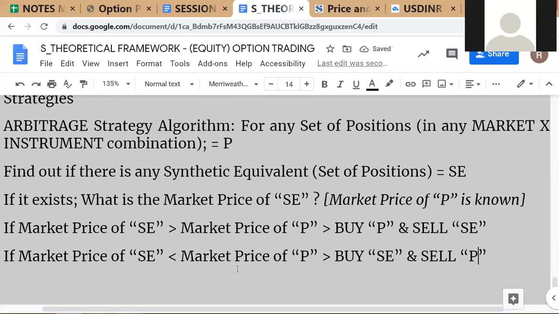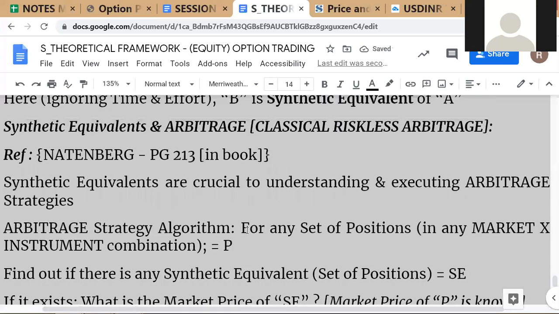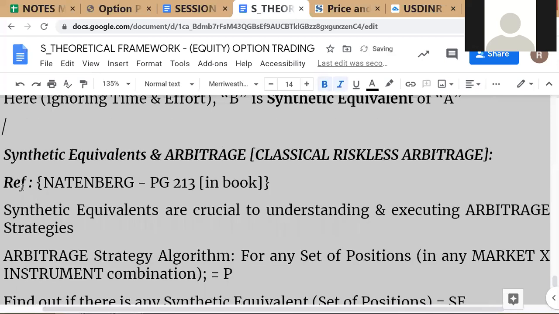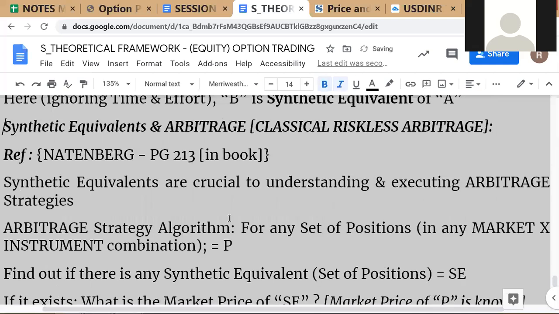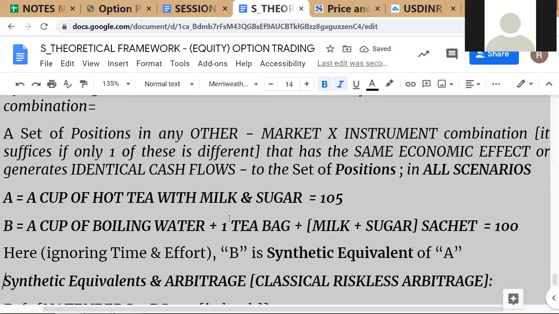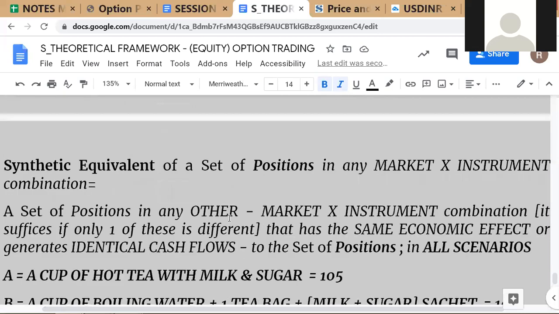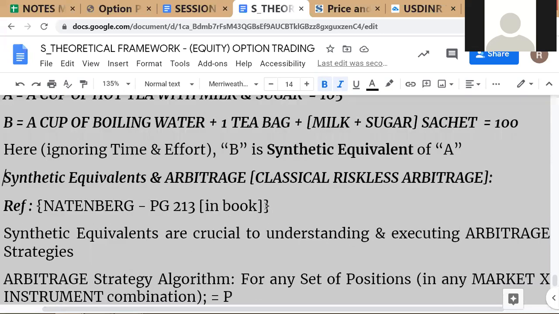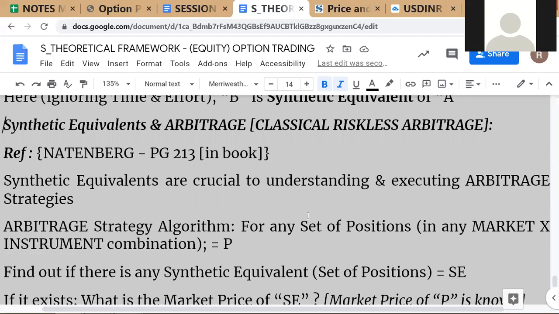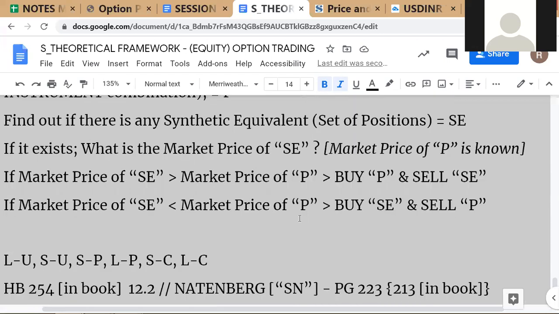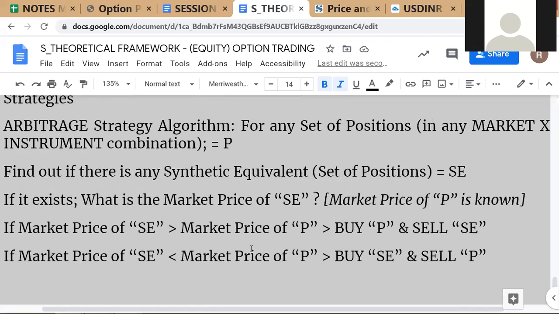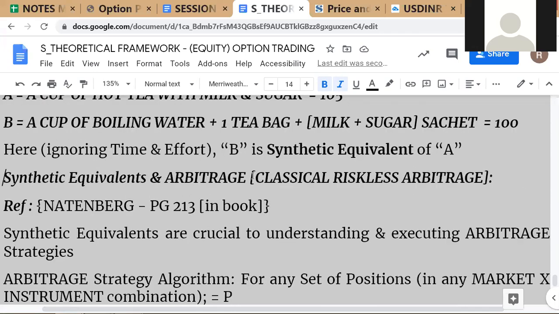You'll find many examples if you read this chapter, the option arbitrage chapter. This is a separate subtopic that we have introduced: synthetic equivalence and option arbitrage. We will have a little more discussion on arbitrage, and on what is not arbitrage. We'll look at some examples later on. I'll just give you the names here. So this is actually truly arbitrage, in classical riskless arbitrage.